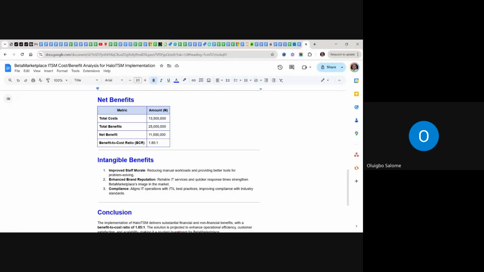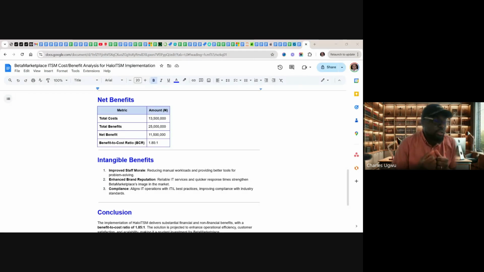Thank you for that. You see, cost benefit analysis can be applied anywhere, even in buying and selling, like you said. Because you know how much you are buying and how much you want to sell. So this can be good.